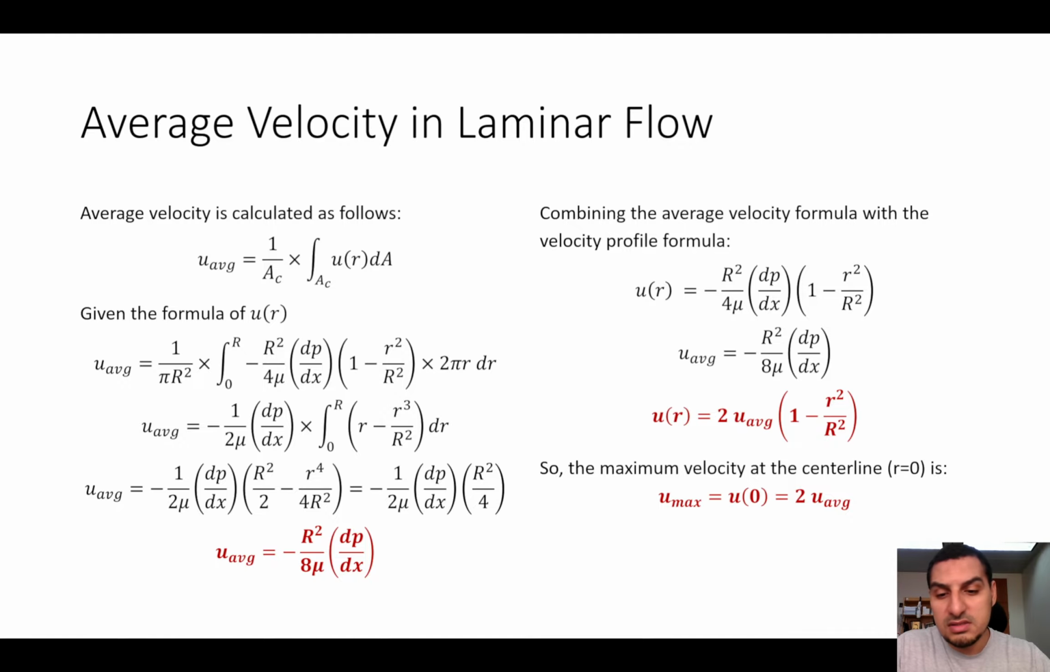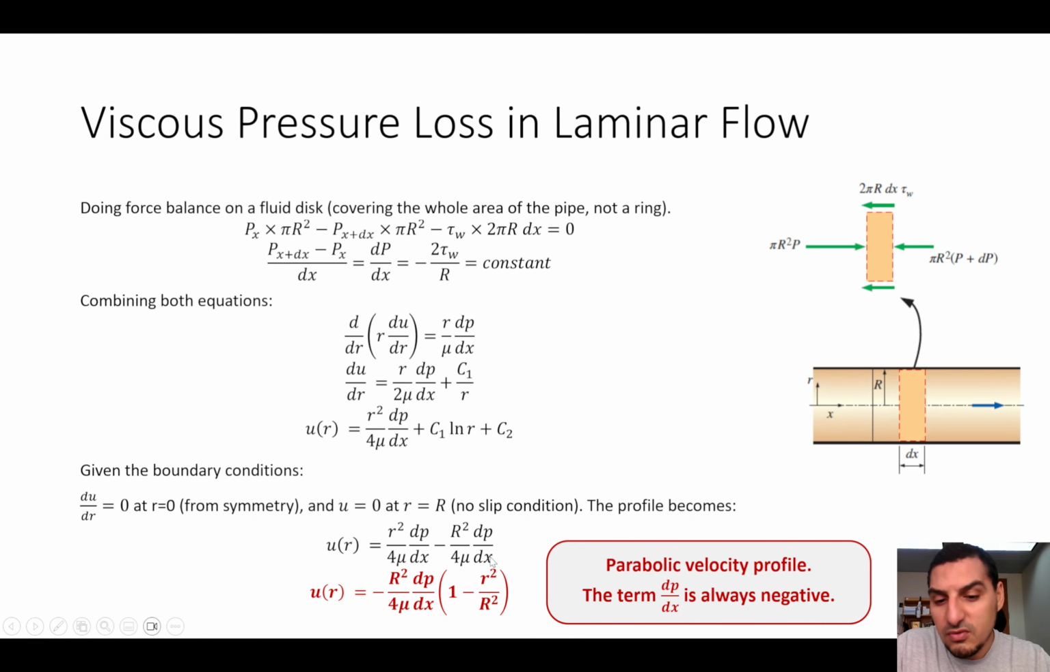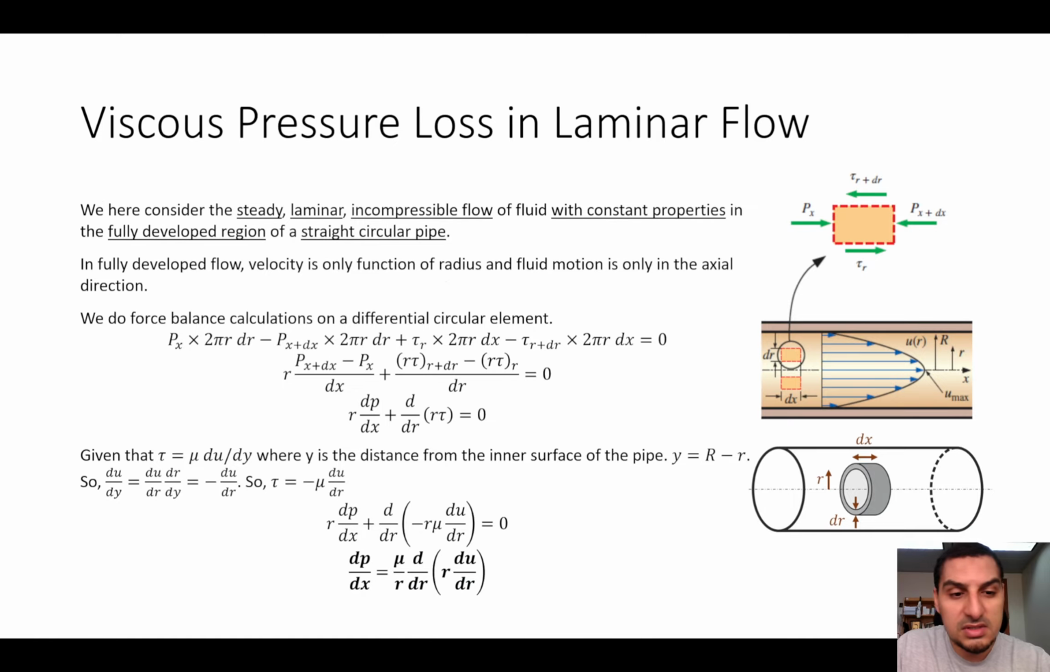And by the way, this equation is called the velocity profile, which means how the velocity varies with radius, which is a mathematical way of expressing this shape. Okay, so this is how we express this mathematically.